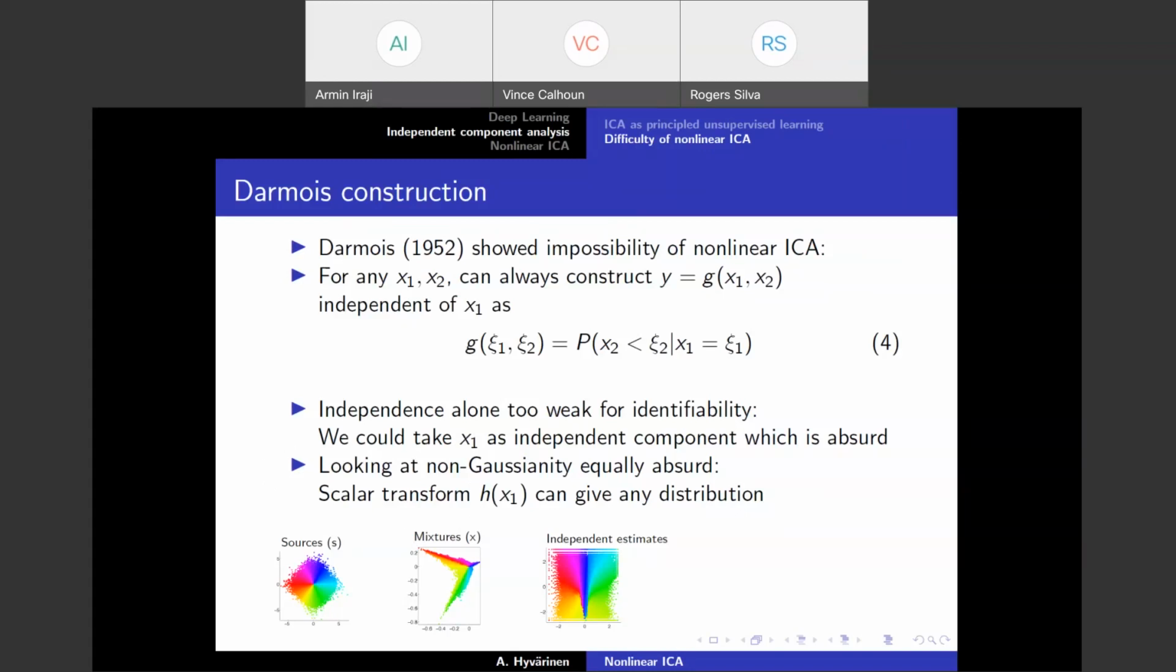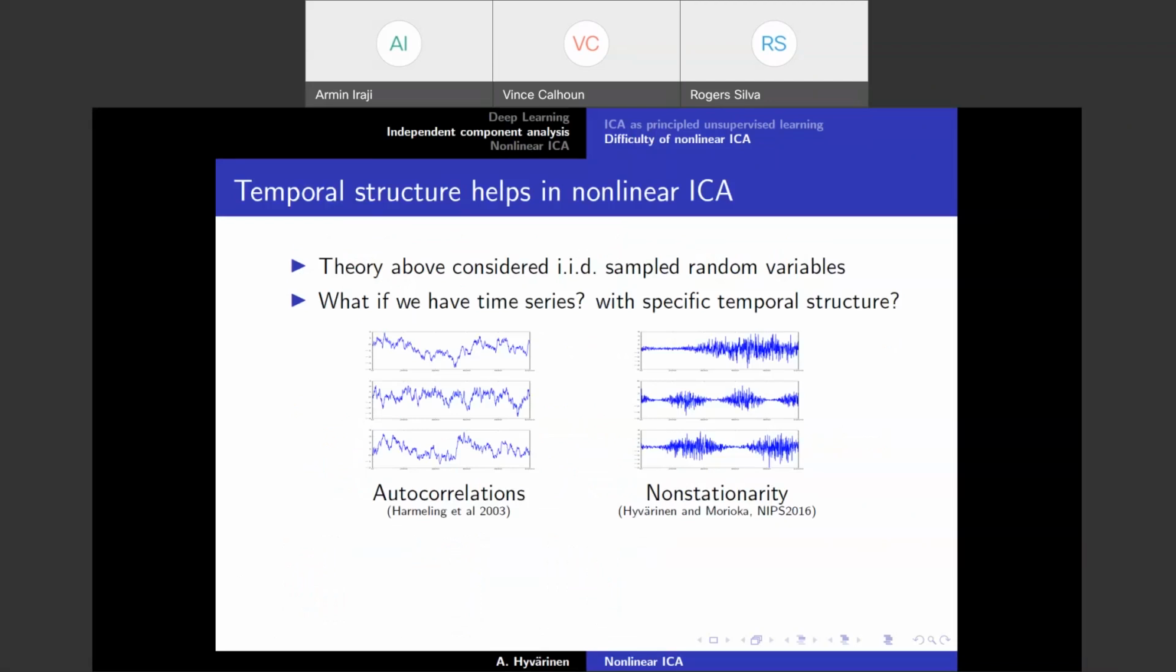And in fact, the three panels figures that I showed on the previous slide, which are reproduced here at the bottom, this was actually the right-hand side, the independent estimates were obtained by exactly this construction by Darbois. So next, please.